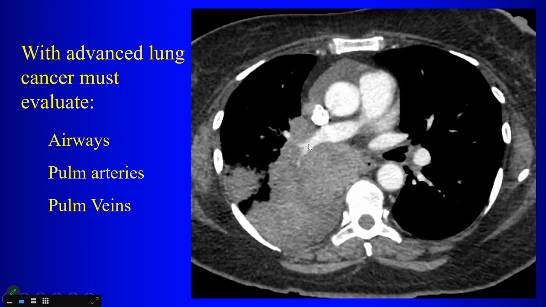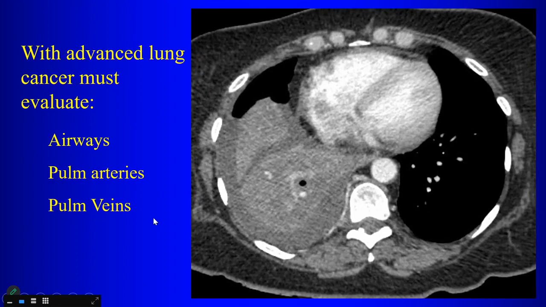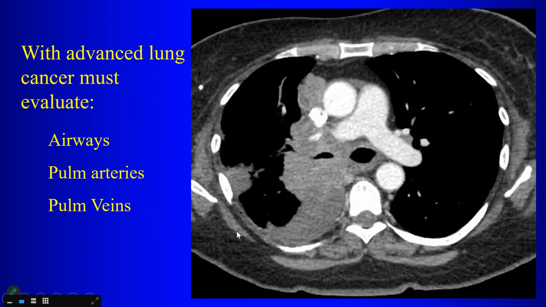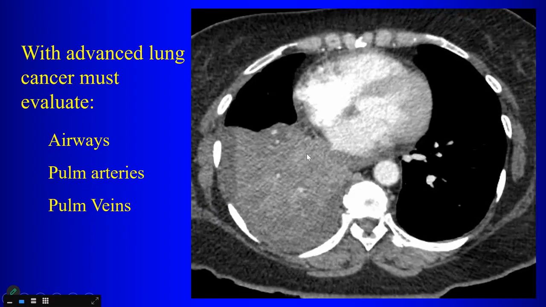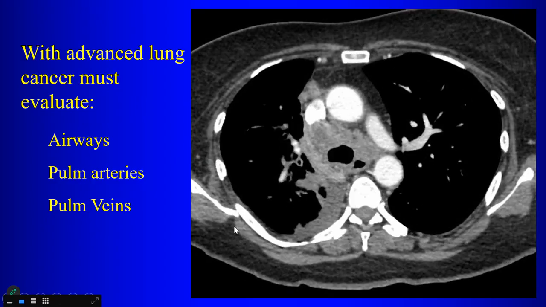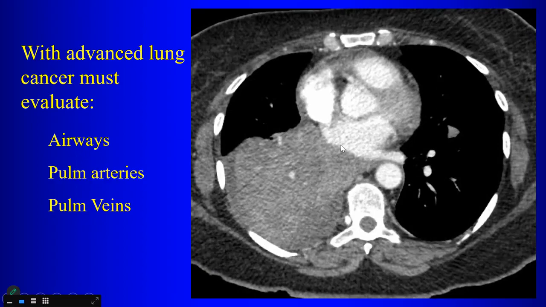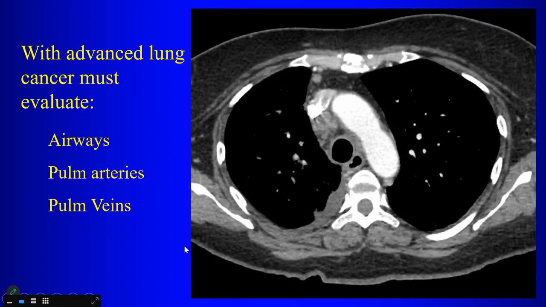Here's the right pulmonary artery coming down. The interlobar pulmonary artery goes down into the tumor. You also want to look at your pulmonary veins. In this case, we can see the left inferior pulmonary vein very nicely, but the right inferior pulmonary vein is also encased with tumor. As we follow that down, look for those there. The right inferior pulmonary vein, we really can't see very well.